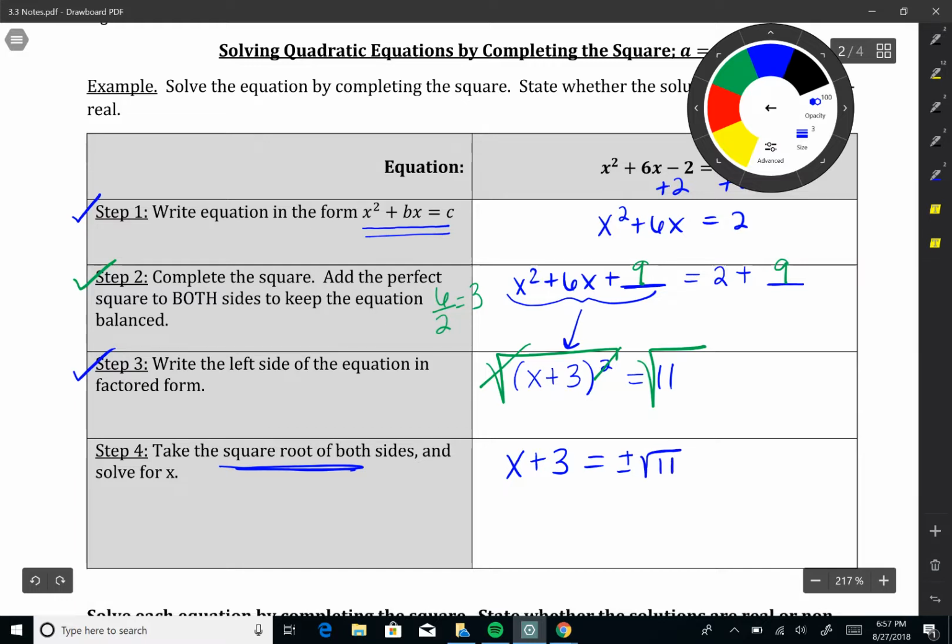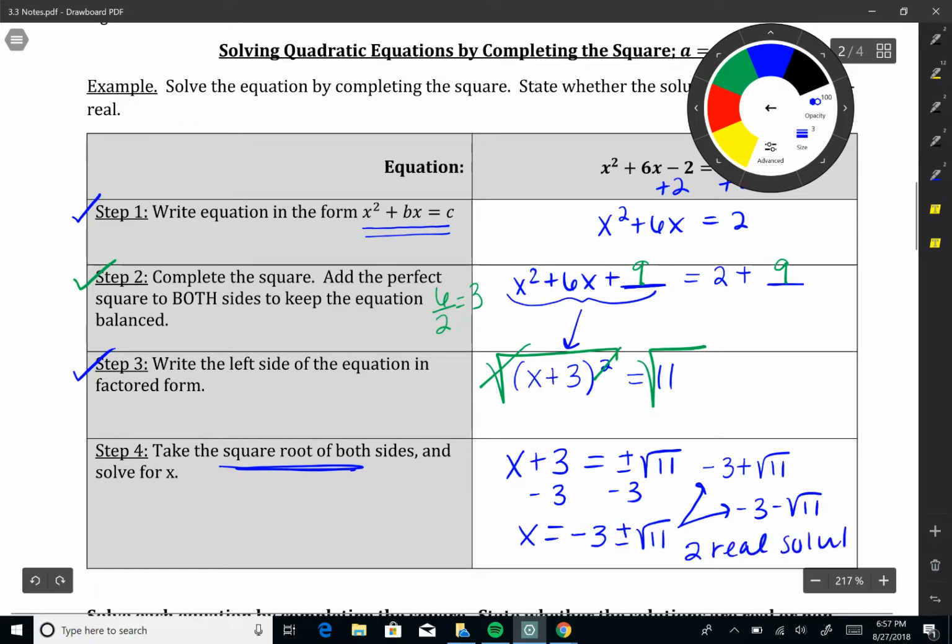And now I just solve for x. To get x by itself, I'm going to subtract 3. So I'm going to have x equals. Now, I'm not going to write this with the 3 on the back, because this is plus or minus square root of 11. So I'm going to write negative 3 in front, plus or minus the square root of 11. Because what that means is I have one solution, which is negative 3 plus the square root of 11, and another solution, which is negative 3 minus the square root of 11. And those are real numbers, so I have 2 real solutions.